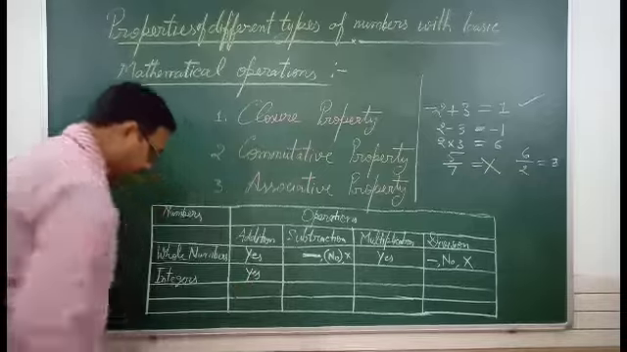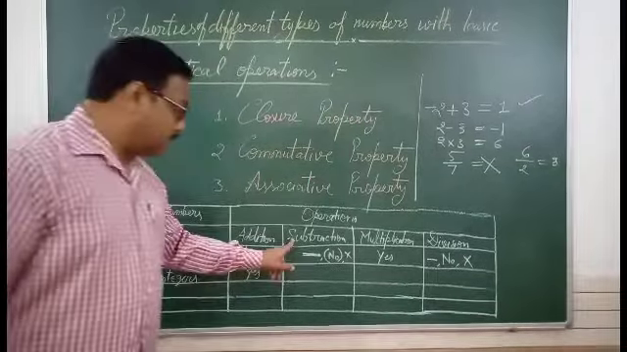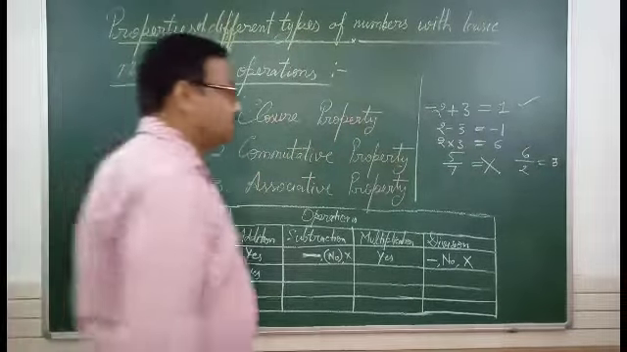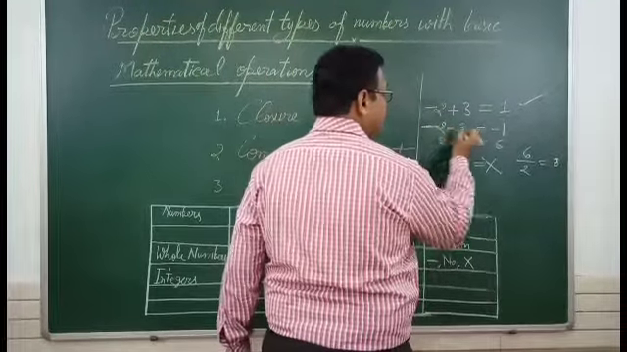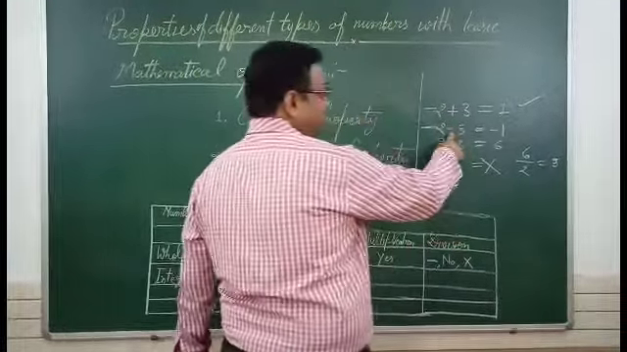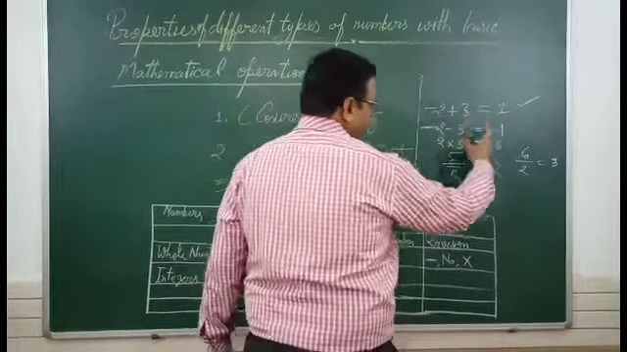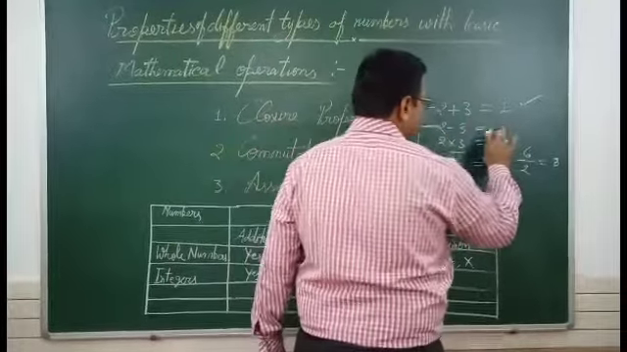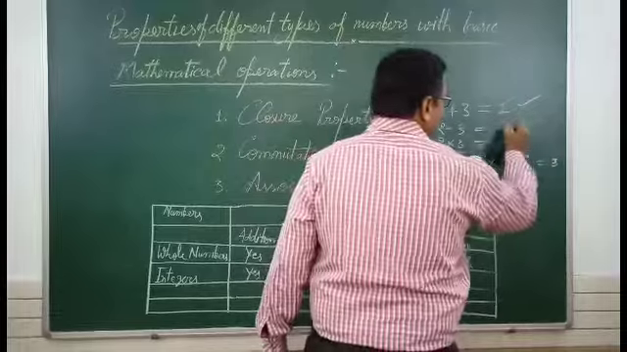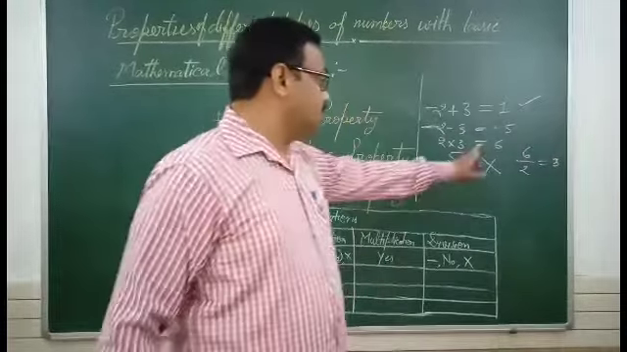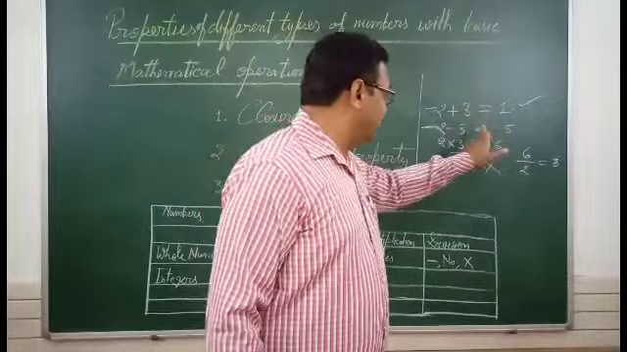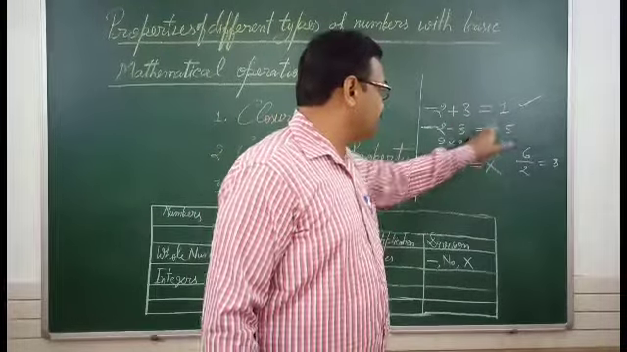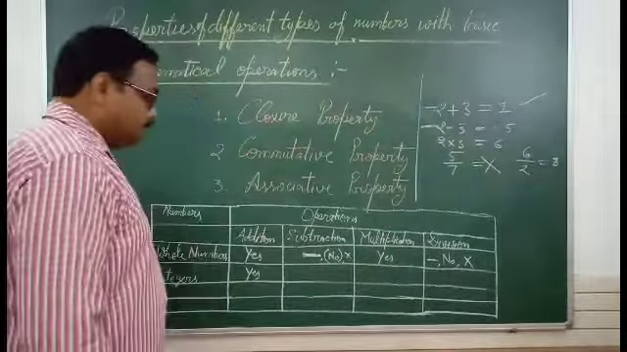Okay, beta? Next, under subtraction. If you take this as minus 3, this is the operation of subtraction, and then the answer will become minus 5. Here you can observe that this is also an integer. It means under addition as well as under subtraction, integers are always closed.